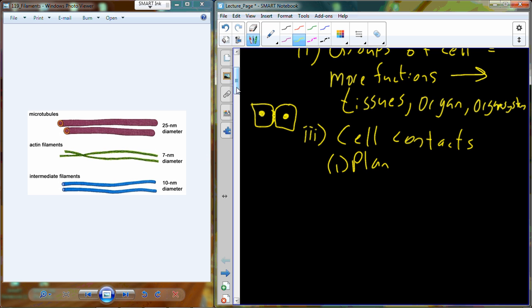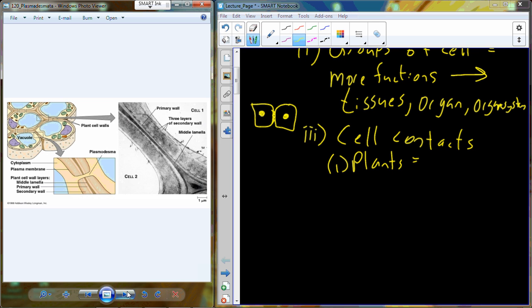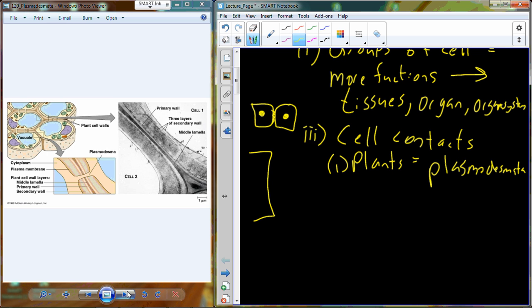I'm going to start with plants. Plants make a form of contact that's called a plasmodesmata. And what you can see is we actually are going to have these contacts that allow a mixing of the cytosol between individual plant cells. There's going to be proteins in here around this pore that help adhere the two cells together and hold the two cells together.